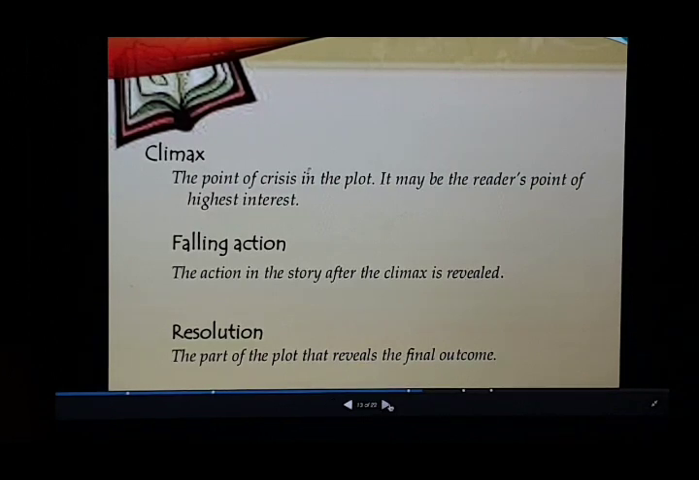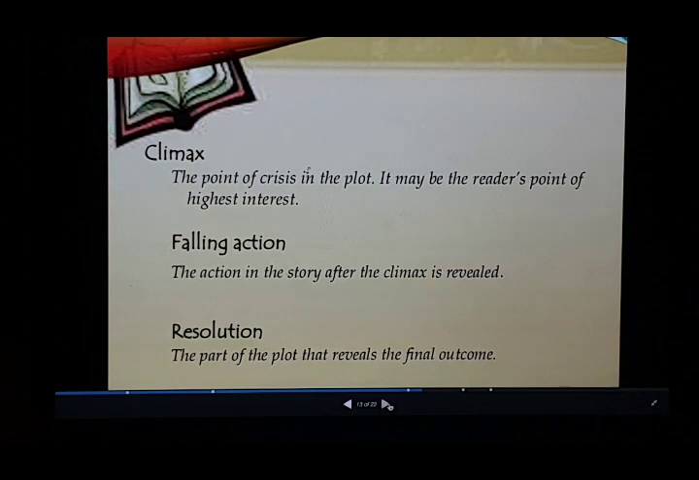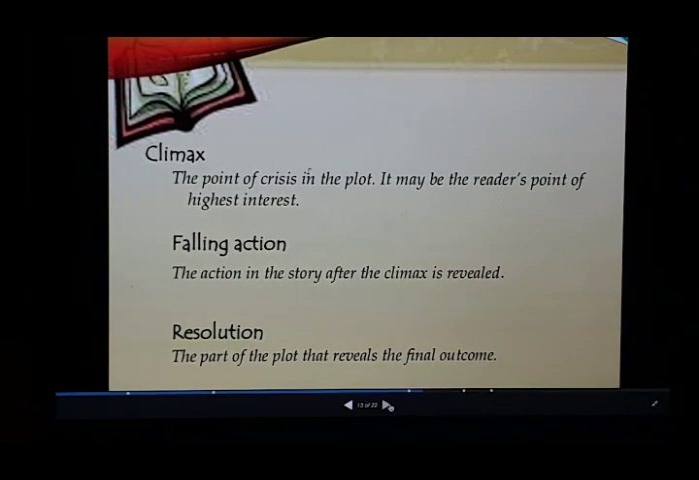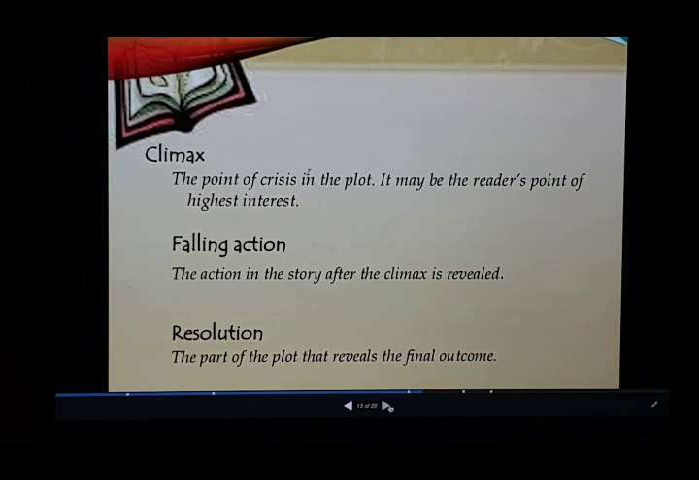So, climax. What is a climax? The point of crisis, the crucial point in the plot. It may be the reader's point of highest interest. Yes, when the climax is there, we get most interested in reading the story and finishing, and we are always apprehending what happens next. We are always eager to know what happens, how the characters have dealt with this climax. This is the most interesting part of the story.